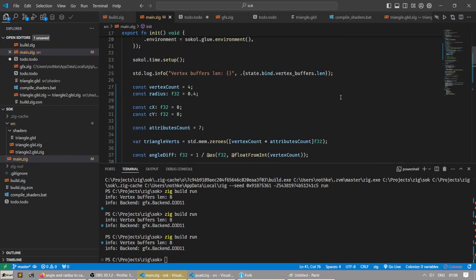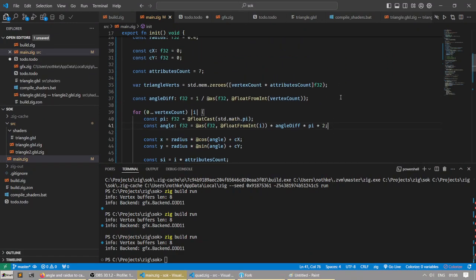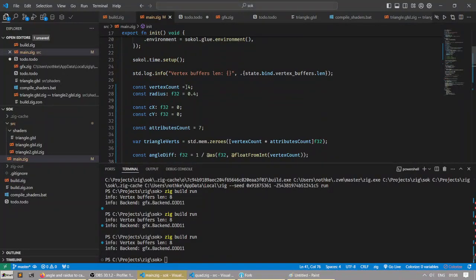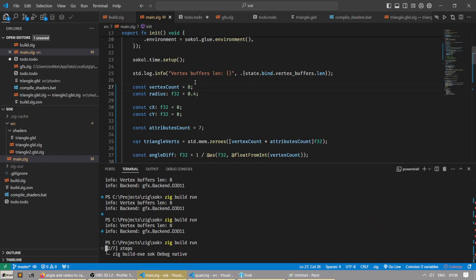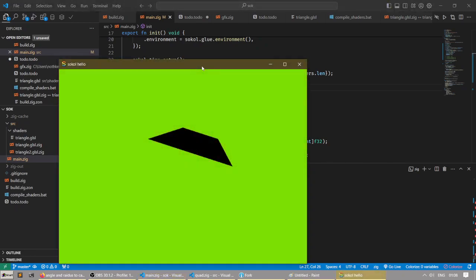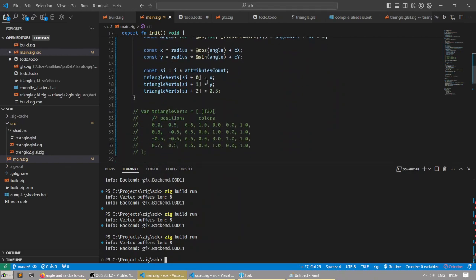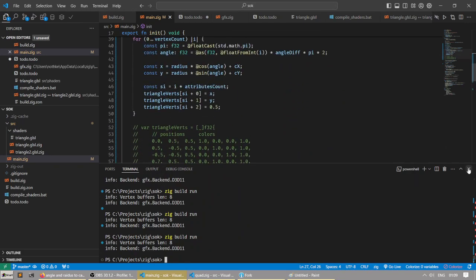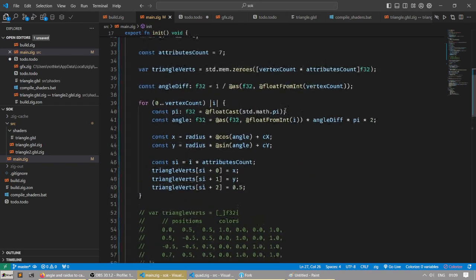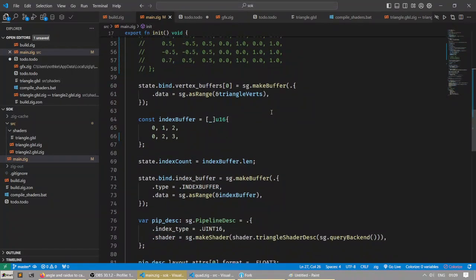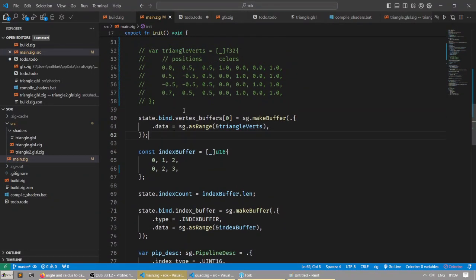So now what we can do is increase the number of vertices. And I can put it to 8, for example. And magically it should not draw the entire circle, but only the half. Yes, there it is. So this draws only half of the circle, and we need to make it draw the entire thing. How do we do that with an index buffer?